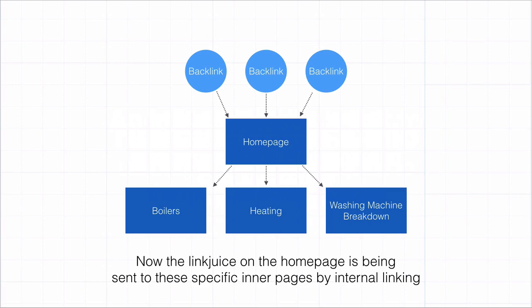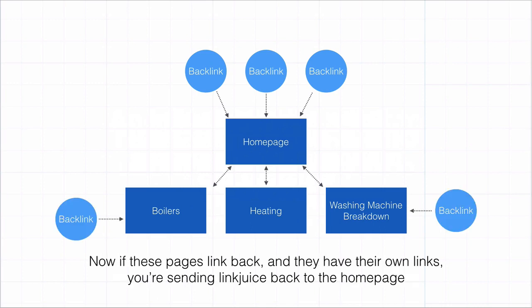So what you do is you build out these other pages like boilers, heating, and washing machine breakdown. Assuming you actually wanted to rank for these, I'm just making this up as we go along. Now you have these other pages up and you have links to these pages from the content area of the homepage. Now the link juice is being spread out. It's coming into the homepage from these backlinks, and it's being spread through internal links to these other pages. So now it's being sent to these other pages as well.